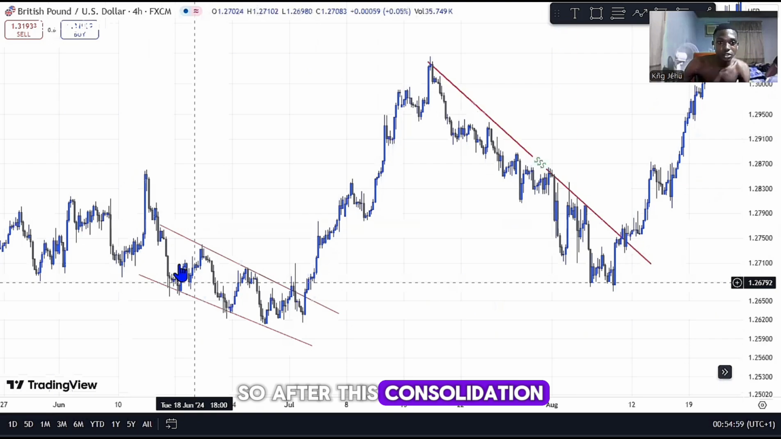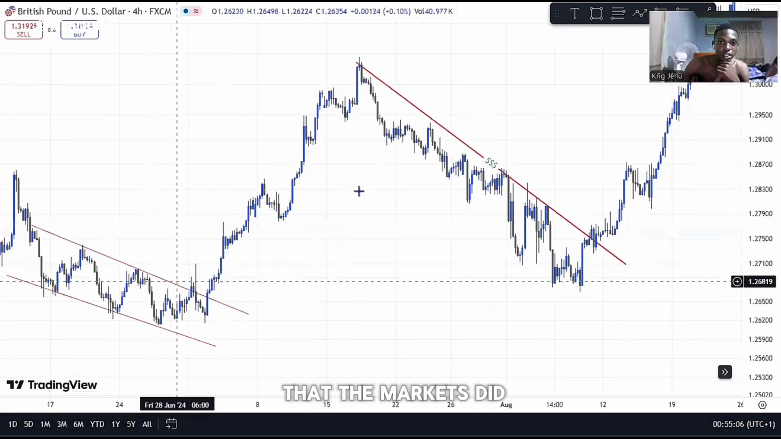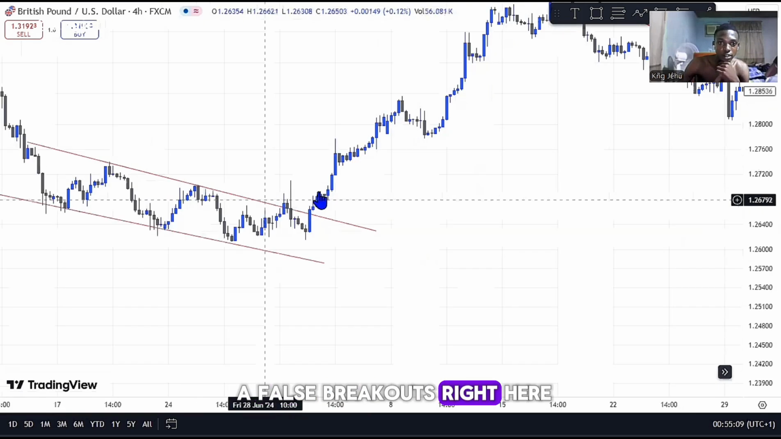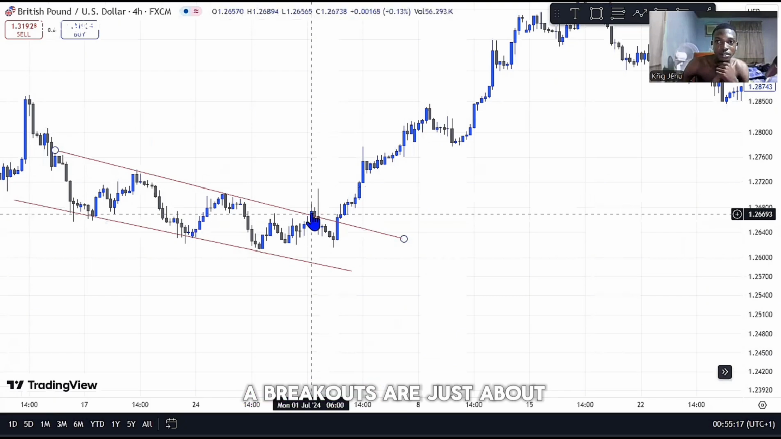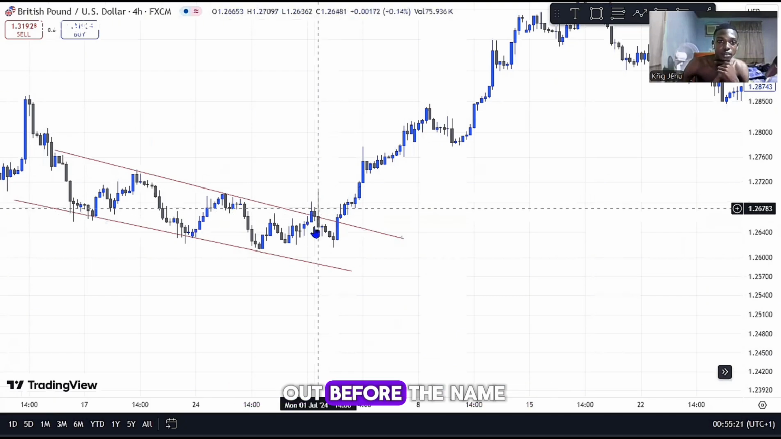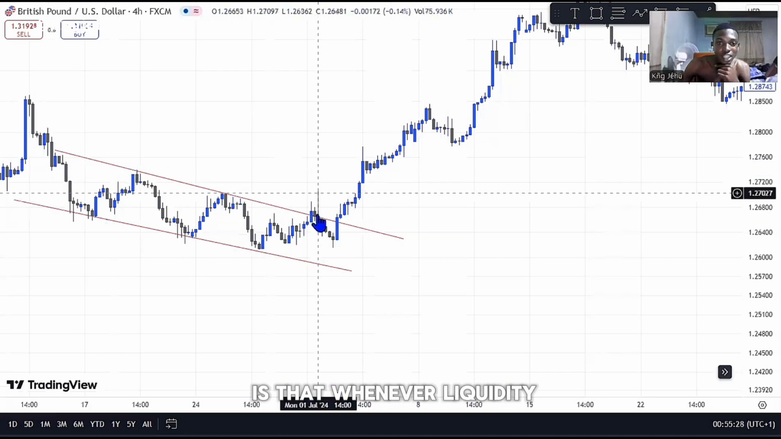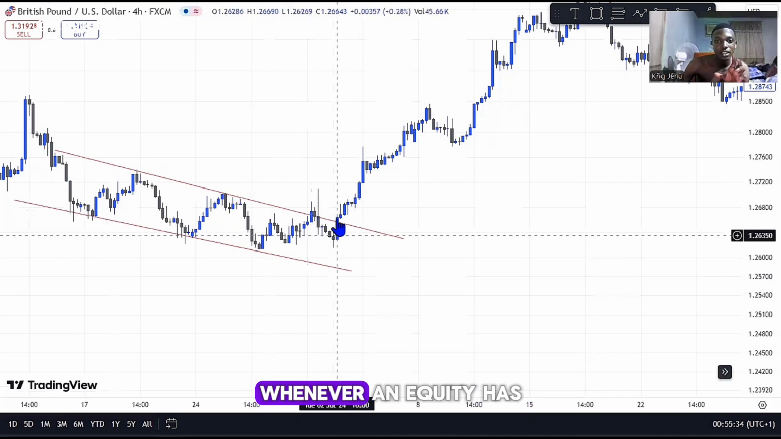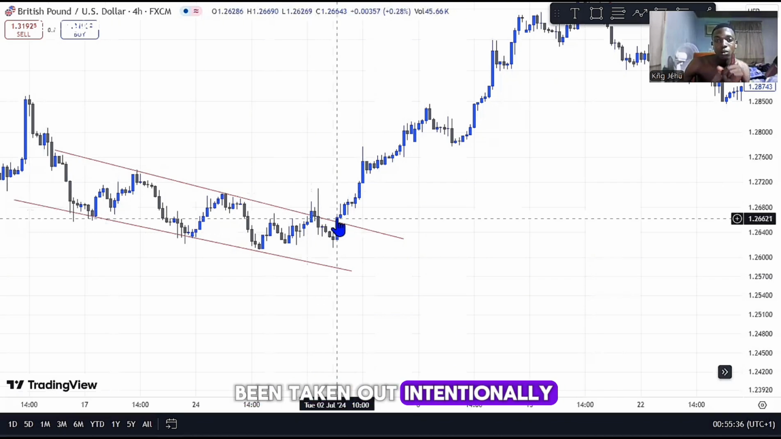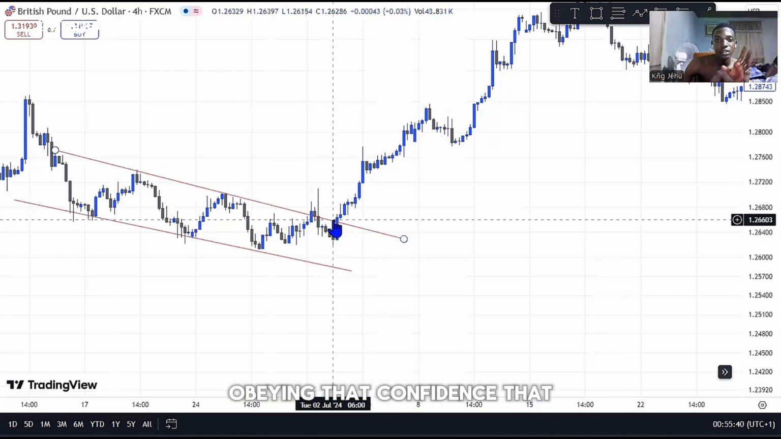So after this consolidation, taking a trade probably from this break, but we can see that the market did a false breakout right here, went to the upside. All the people that bought here thinking a breakout and retest had happened will automatically be taken out before the main move of the market. So what you should notice is that whenever liquidity has been taken out intentionally, because this is what the smart money do, price is now going to continue obeying that confluence that you're seeing.